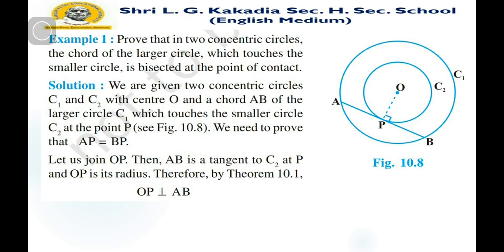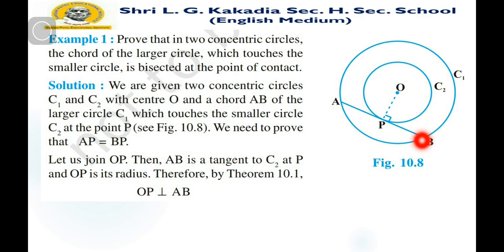Here is given example number 1. Prove that in two concentric circles, the chord of the large circle which touches the smaller circle is bisected at the point of contact. So here are given two concentric circles, and one chord of a large circle C1, and it touches C2 at a point P. So we are going to prove that OP is a bisector of AB.